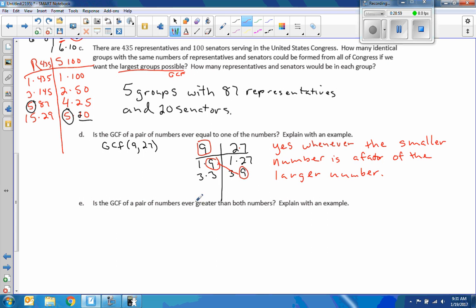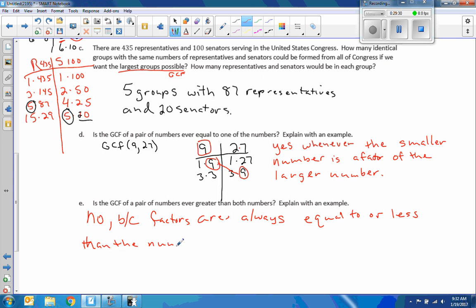Is the GCF of a pair of numbers ever greater than both numbers? No, because factors are always equal to or less than the numbers. And the reason is because we're dividing to get the factors. You can't divide by a number and get a greater number unless that number you're dividing by is a fraction, and we don't do fraction factors.